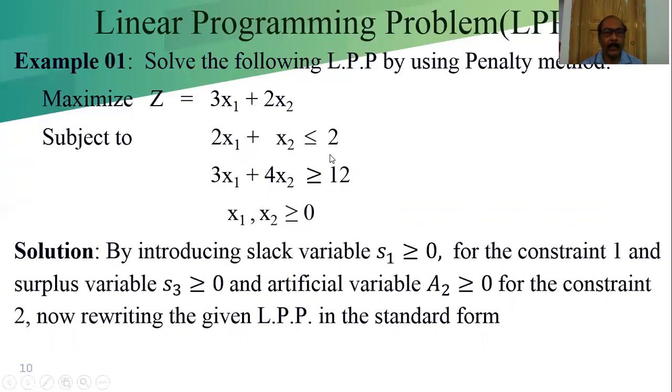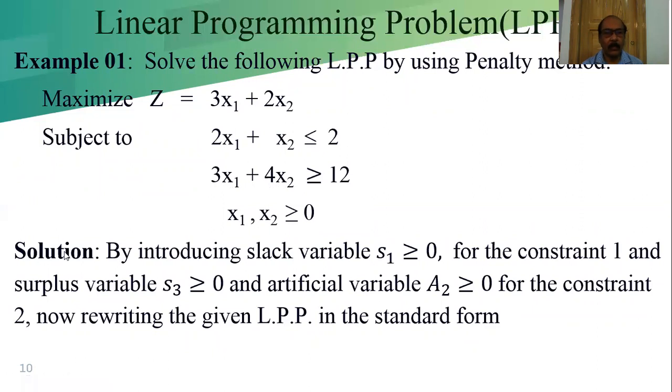So in this case, we are adding s1 on the left hand side, a slack variable. But for the second constraint, we have to subtract a surplus variable s2 from the left hand side. Then we will get the equations where s1 and s2 are greater than or equal to 0. Then we introduce the artificial variable in the second constraint on the left hand side, which helps us in forming the basis.